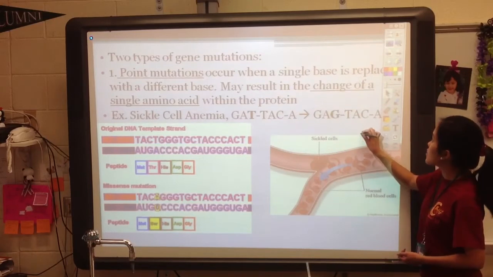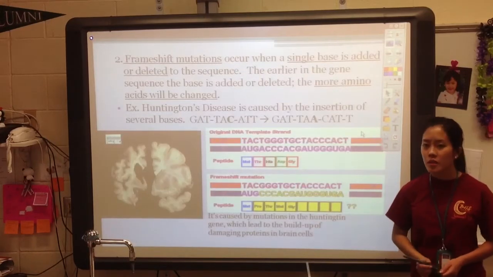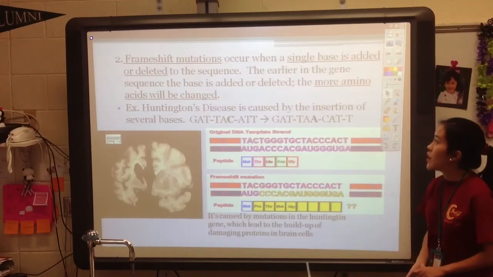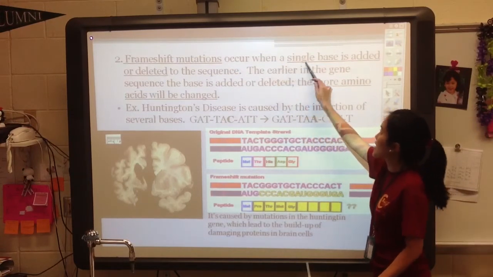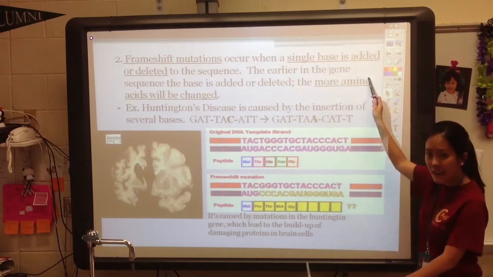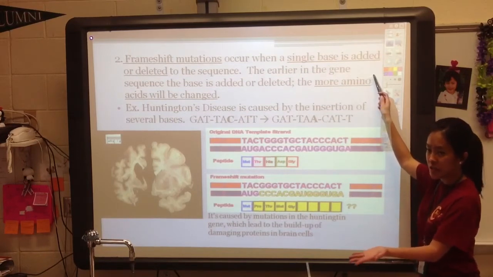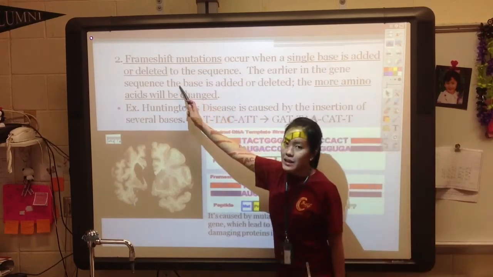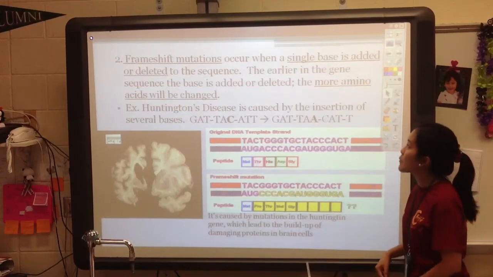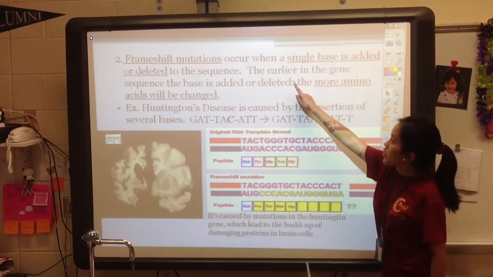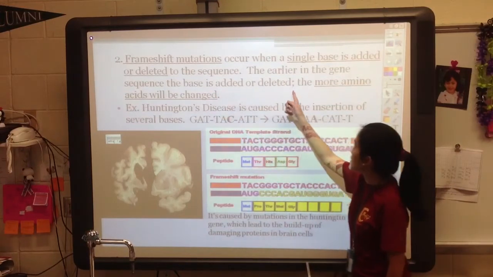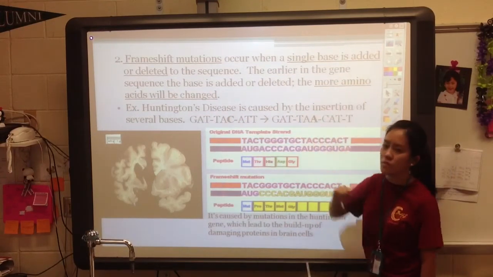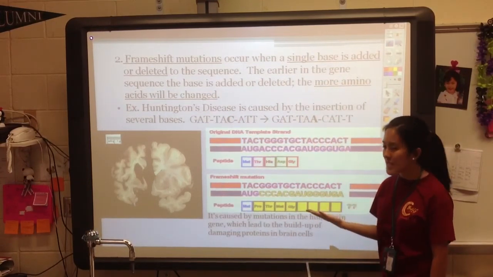The second type of mutation is called a frame shift mutation. And a frame shift mutation is going to occur when a single base is added, we give you an extra nitrogen base, or we delete a nitrogen base. When this happens, the earlier it happens in the gene sequence, the base is added or deleted, the more amino acids will be changed. And what does that mean?